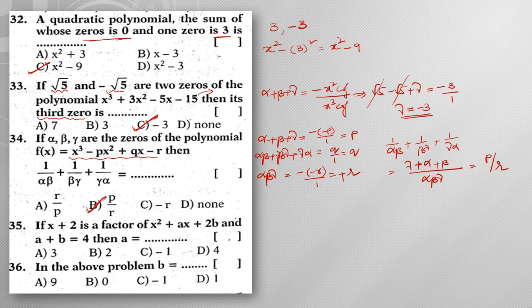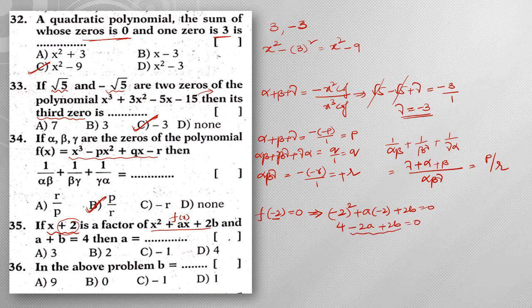Next, if x plus 2 is a factor of this particular quadratic polynomial, what can we say? If I consider this polynomial as some f of x, then f of minus 2 is equal to 0, because x plus 2 is a factor, that means x is equal to minus 2, and we need to substitute. So f of minus 2 is equal to 0. From this, minus 2 whole square plus a into minus 2 plus 2b is equal to 0. So minus 2 whole square is 4, minus 2a plus 2b is equal to 0.